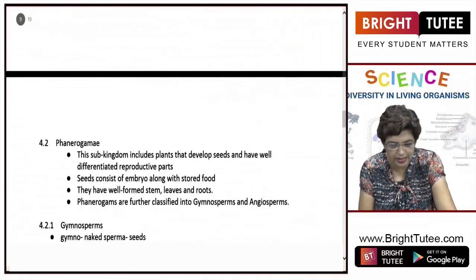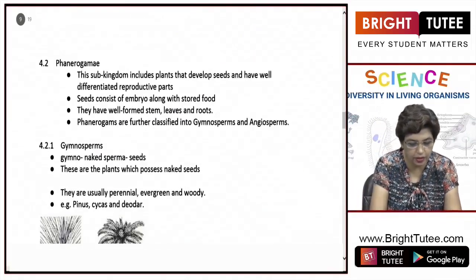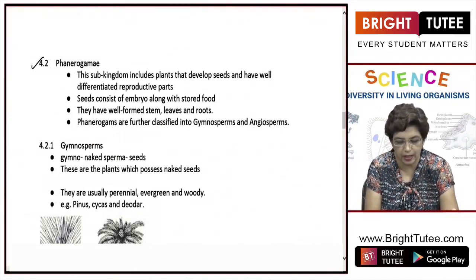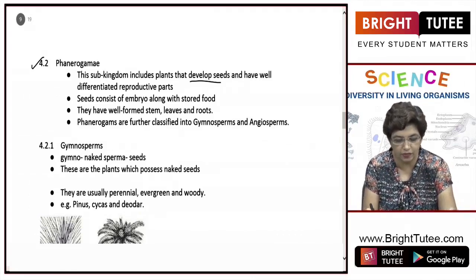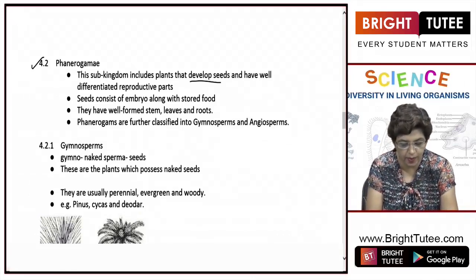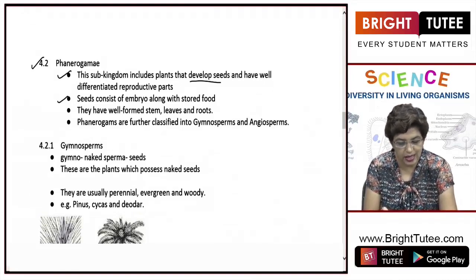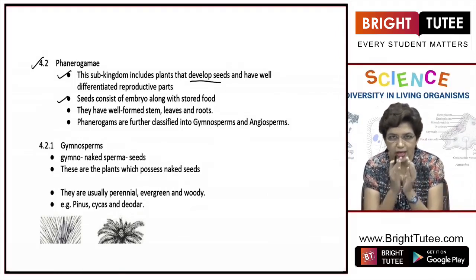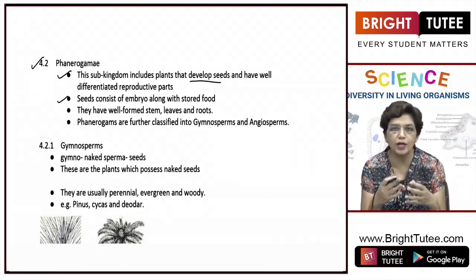Let's move on to the next subkingdom, that is phanerogams. Phanerogams is a subkingdom in which the plants develop seeds. So the main difference between cryptogams and phanerogams is that they develop seeds and have well differentiated reproductive parts. The seeds consist of an embryo along with stored food. The embryo has stored food. This stored food actually initially helps in germination of the seeds.